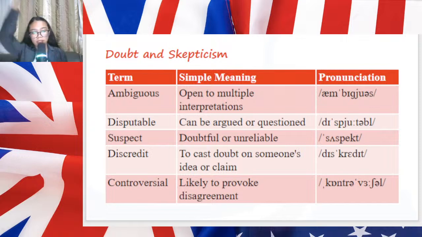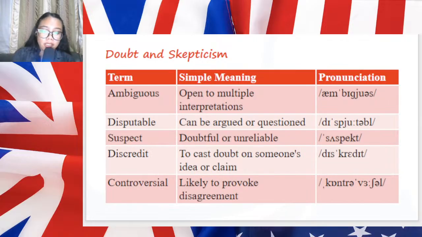Again, discredit. This means to cast doubt on someone's idea or claim. It is a powerful verb used to challenge or damage the reputation or truth of a claim of a person or source. So if new evidence proves an old study was biased, we say it discredits the original findings. This term is really commonly used in academic debates, in journalism, and legal contexts where credibility and truth are central. It implies a formal process of proving that something is not reliable or worthy of trust.